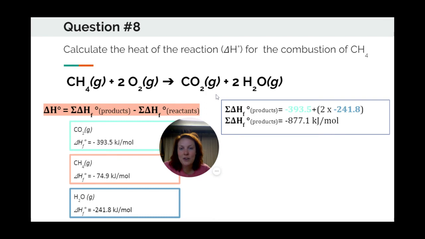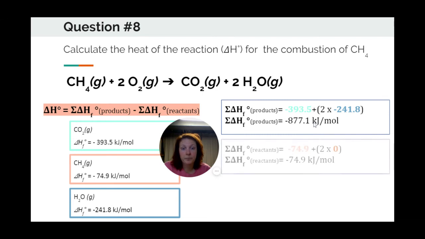Okay, so we're going to calculate the standard heat of formation for the products. We only have 1 mole of CH4, so we don't have to multiply this by anything. And we only have 1 mole of CO2, so we don't multiply by anything. We have 2 moles of gaseous H2O, so we multiply this value by 2, and then we add those together to get a total of negative 877.1 kilojoules per mole.